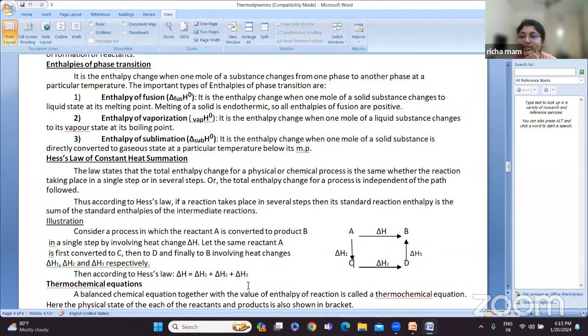According to Hess law, whether the reaction is undergoing a single step or several steps, it is independent of the path. So delta H will be the summation of delta H1 plus delta H2 plus delta H3. Hess law is nothing but heat summation. We are adding all the heat changes, whether it takes place in a single step or in several steps. We are taking the heat summation.